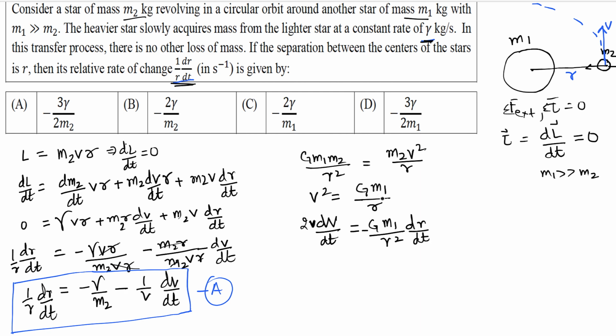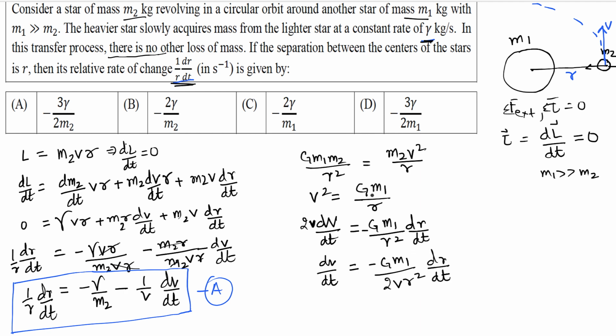Now ideally, I would take m1 also as variable because m1 is also gathering mass, but m1 is really big, so the question is saying that there is no other loss. So basically we can just assume that m1 is so big, even if it's gathering mass at some rate, we can take it as 0. So we'll just live with this. So therefore dv by dt equal to minus G m1 by 2v r square dr by dt.